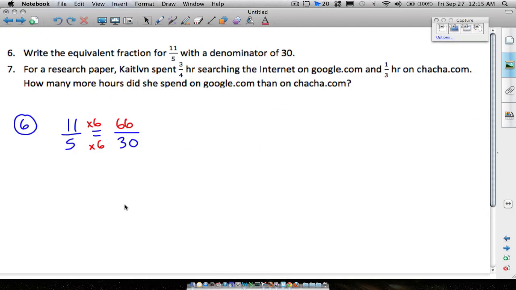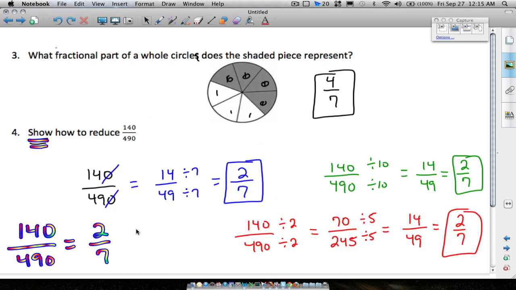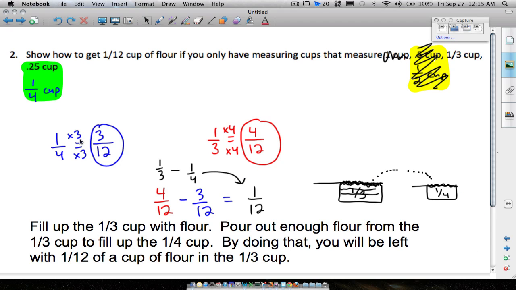But you're following the directions up here. It just says write an equivalent fraction for 11/5 with a denominator of 30, and that's what we created right here. So since we multiply by 6 at the bottom, we multiply by 6 at the top. And again, I did that earlier in this problem. Let's see, where was it? Right here. When we tried to write some equivalent fractions with the flour, multiplying the top and bottom.